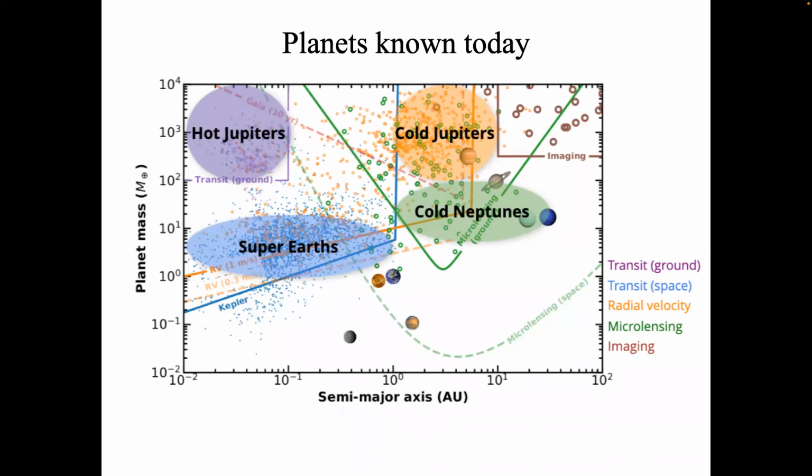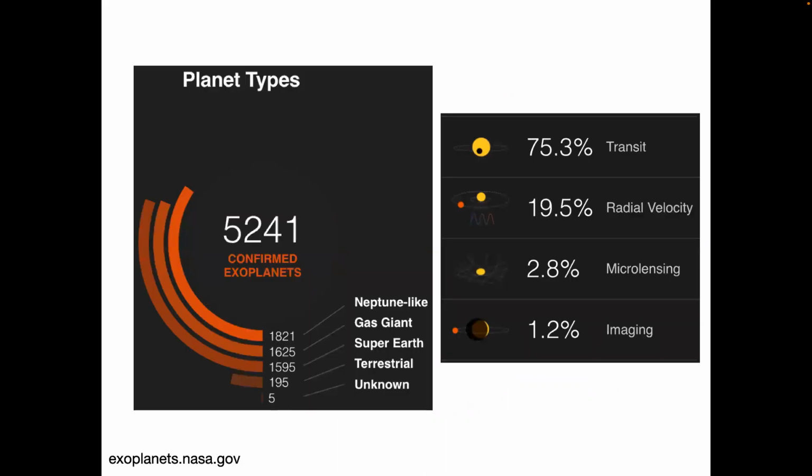And there are some holes like this one, and especially this one, because it's very difficult to find a small planet very far from the parent star. But we are very good at finding Jupiter planets, hot Jupiters, super Earth planets, and also Earth planets very close to the parent star. These are the types of planets that we detected. So we detected a lot of Neptune-like planets, gas giants, super Earths, and some rocky planets.